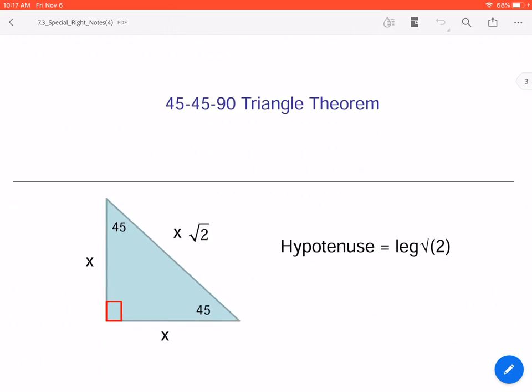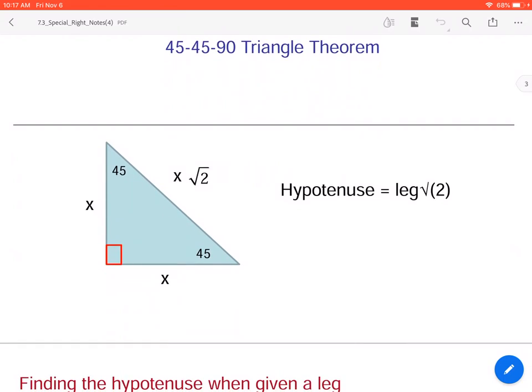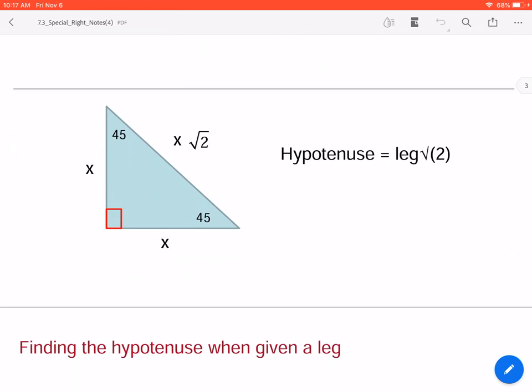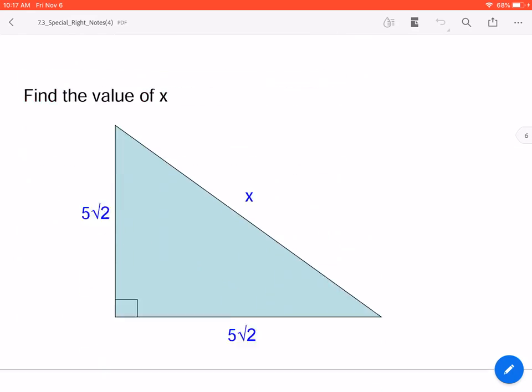You just split it diagonally. And to get from the leg to the hypotenuse of a 45, 45, 90, you just multiply by the square root of 2. So you don't have to do Pythagorean theorem. If you were to go from the hypotenuse back down to the leg, you would divide by the square root of 2. So this is what we did previously.